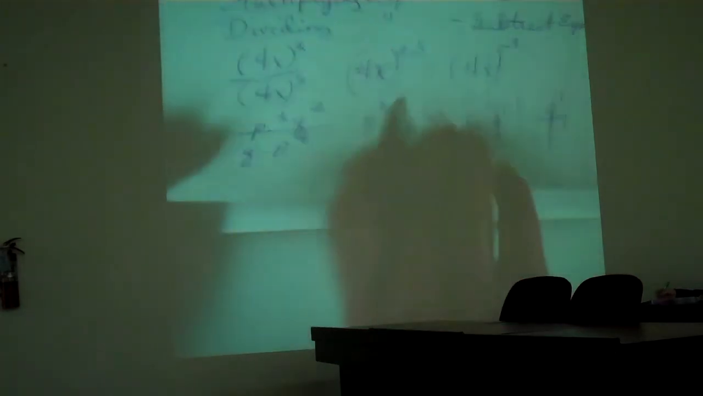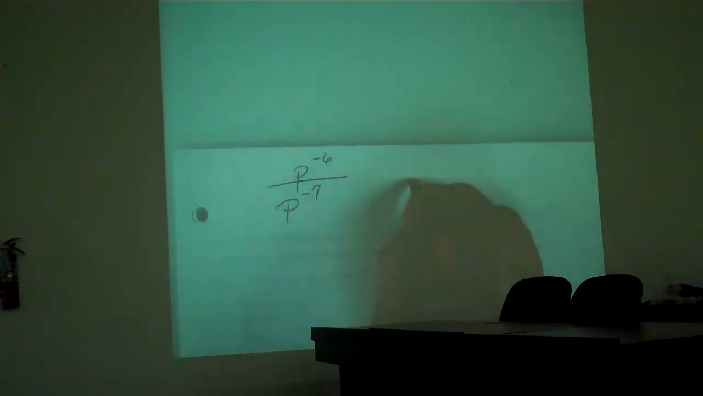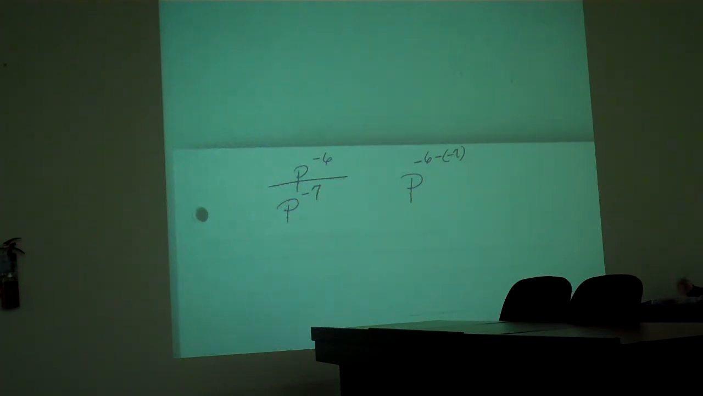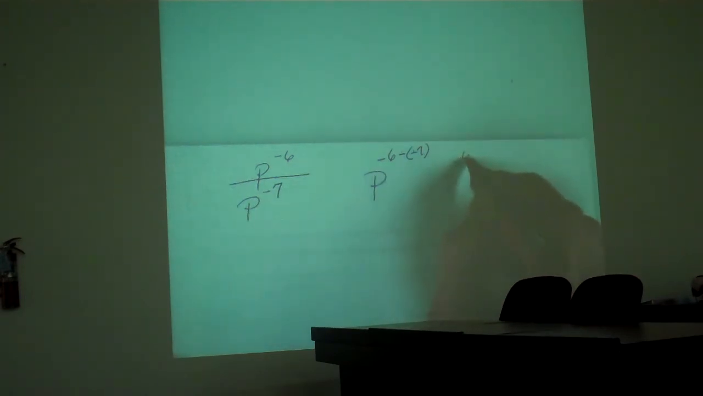Let's see, what if you had a negative on the bottom? Let's have p to the negative 7 on bottom and p to the negative 6 on top. There's two ways you could do this one, okay? You can either go p to the negative 6 minus negative 7, and then change the minus negative to plus positive, right? So it'd be p to the negative 6 plus 7, which would be p to the 1, or just p, right?